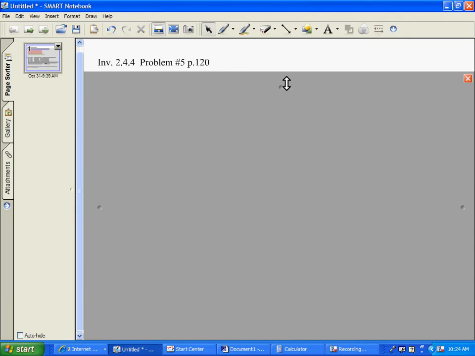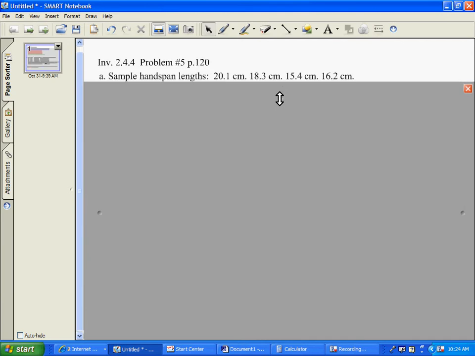I went ahead and made a sample data set for a group of 4 students. In this particular data set, 20 and 1/10 centimeters was the largest handspan, and 15 and 4/10 was the smallest handspan. But the other 2 students had a handspan of 18 and 3/10 and 16 and 2/10 centimeters.